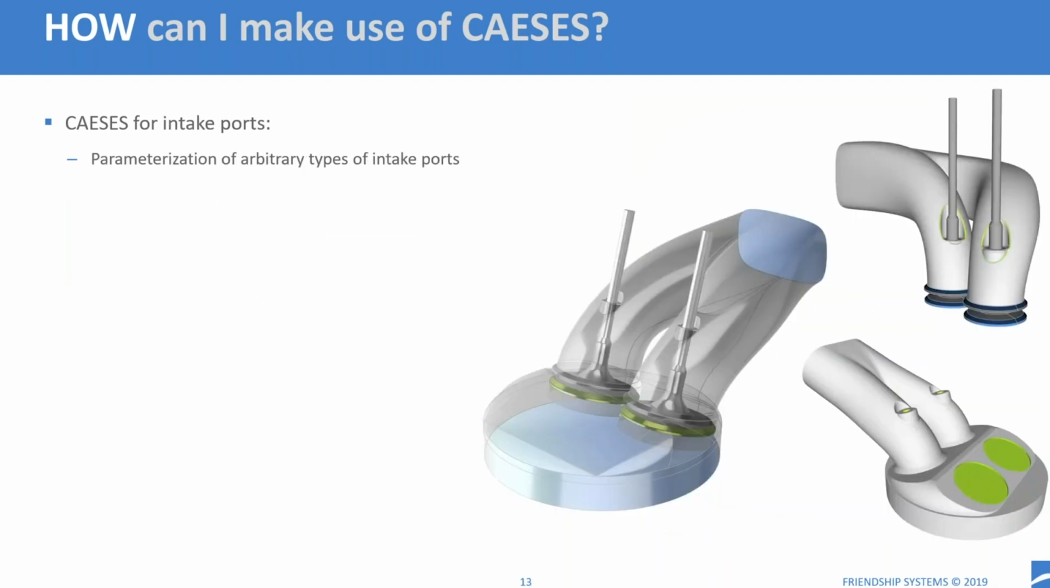So a second application that I would like to focus on today is intake port design, which is probably equally important as piston bowl design for the different types of engines. Of course, here you can also parameterize arbitrary types of intake ports. You see some examples on the side. And again, crucial importance is on the robust variation with no or little failed variants.